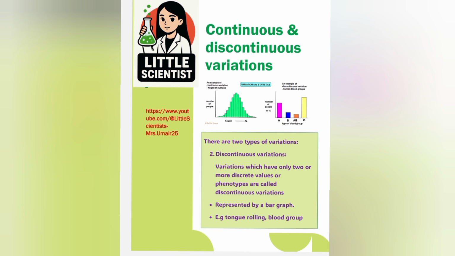Examples are tongue rolling. For example, some of the members of your class can roll their tongue and the others cannot. There is no in-between value between rollers and non-rollers. Second example is blood group. There are blood groups A, B, AB and O. All of these blood groups are four different values. There is no in-between value between these four blood groups. So these are discontinuous variations.